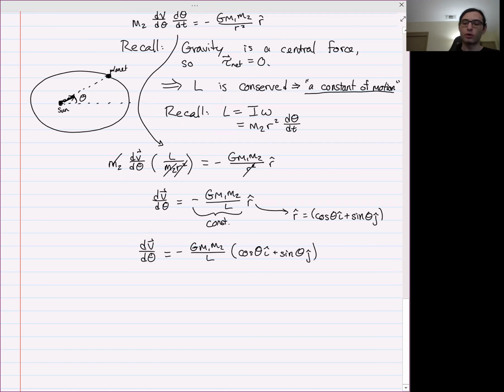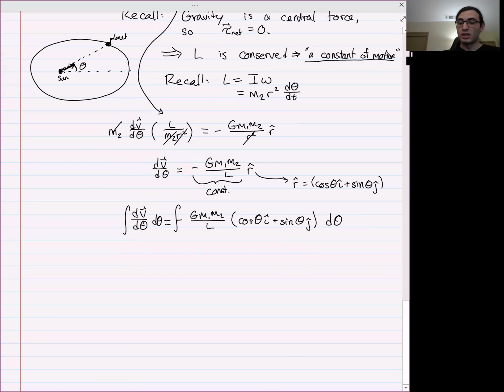And now we can do a trick. We can multiply both sides by d theta and integrate. You can always do the same thing to both sides. This, from the fundamental theorem of calculus, just gives us v of theta plus a constant, as a vector. And then we can just do this integral. The only thing that depends on theta are these two terms, so we can just do those integrals.